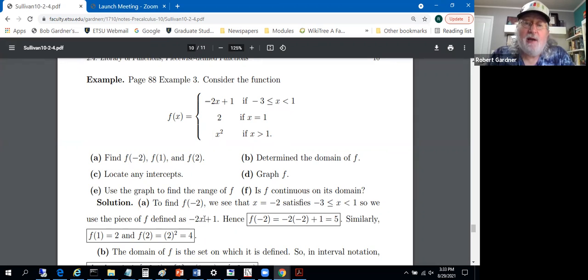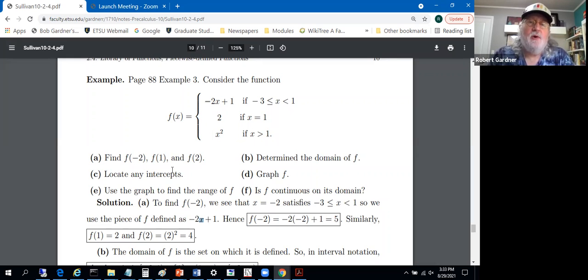So the only thing that makes this complicated is you've got to make a choice on which piece to use. And you're told over here, based on the x values, which piece to use. So plug -2 in for x, in the appropriate piece. And we get -2 times -2 plus 1, which simplifies to 5. F of -2 is 5.